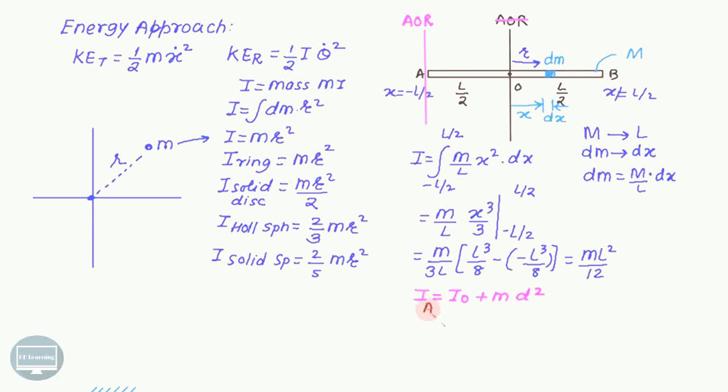Now this one is I_A. The moment of inertia about this centroidal axis is M L square by 12. Mass is M, you have to take the entire mass. And distance d is not diameter. The distance is this, L by 2, so L square by 4. You can solve this and you will get M L square by 3.